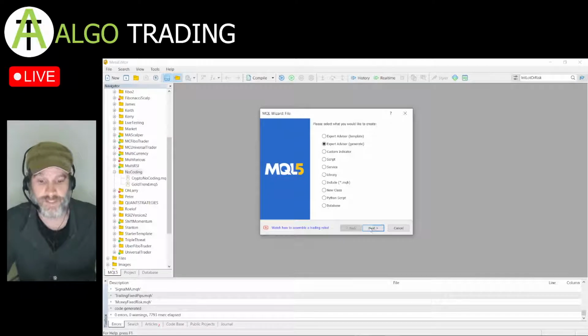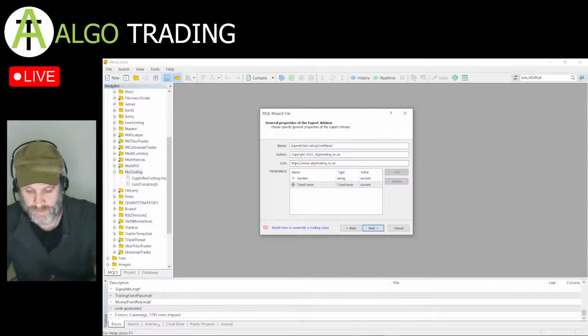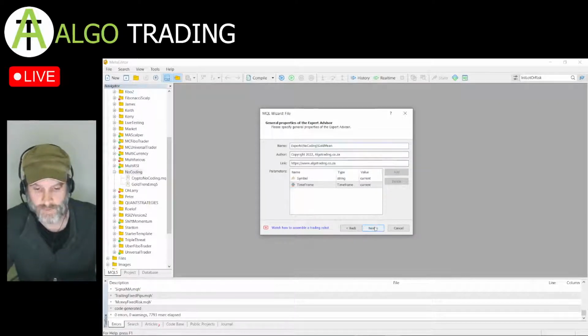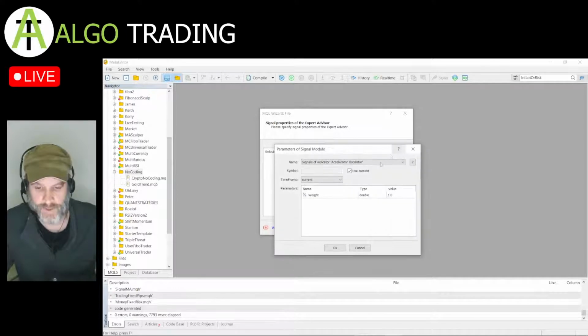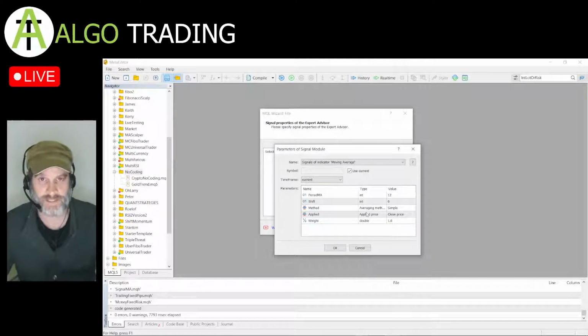There we go. Expert Advisor generate again. We're going to call this gold mean. Okay, we click next. Add. We're going to add a moving average. So basically what we want to happen is that when the price is above or below a certain moving average, and your other indicator, whether it's RSI or CCI, is either overbought or oversold. So if you're above the moving average and you're oversold, you buy. If you're below the moving average and you're overbought, you sell. That's the sort of rationale behind that.